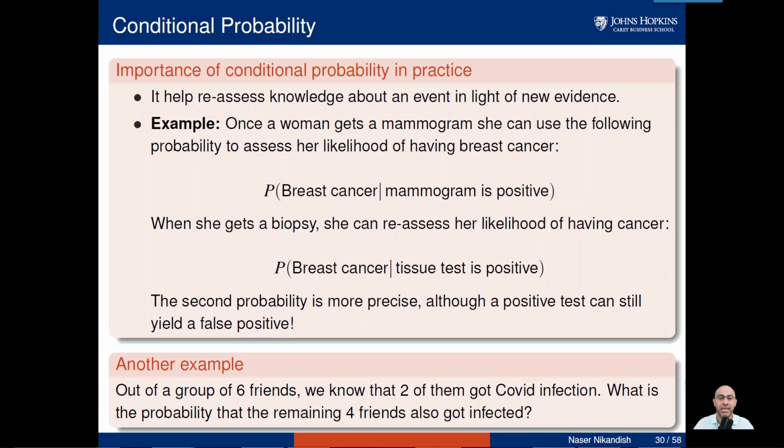If someone goes and gets a mammogram, that is a test for diagnosing breast cancer. If that test is positive, what is the chance of having breast cancer? All right. So now that I have this information that it has actually happened, that the mammogram test for this specific patient is positive, what is the probability that this patient indeed has breast cancer?